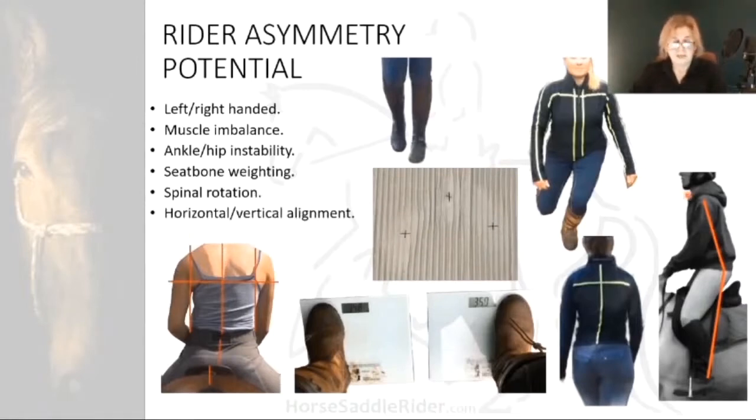And this is the horizontal, so from side to side alignment. So if they lean over one way more than the other, or put weight in one stirrup more than the other, they'll be asymmetrical. And the vertical alignment, if they're leaning forward more. So plenty to go wrong with the rider. They don't just sit there.